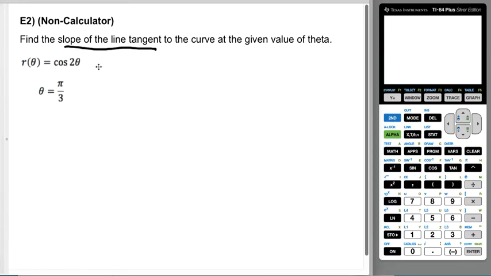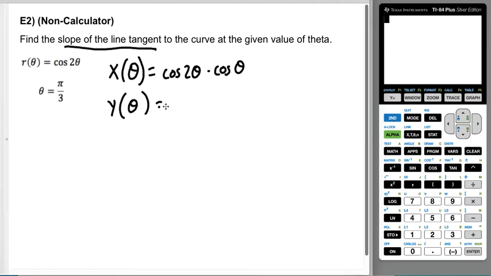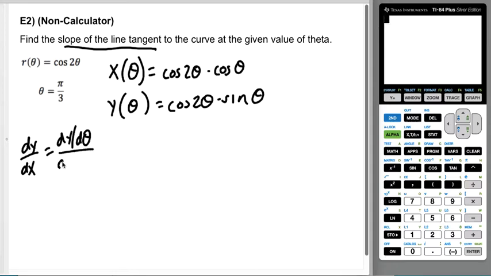So this time my r is a more complicated function of theta. So x of theta is going to be r, which is cosine of 2 theta, times cosine of theta, right? And y of theta is going to be r, which is cosine of 2 theta, times sine of theta. So in both cases, I'm going to have to do a product rule. And if this is non-calculator, then I'm just gutting this out, and it is what it is. So my dy/dx is the derivative of y with respect to theta over the derivative of x with respect to theta, and both of those are going to be product rules.